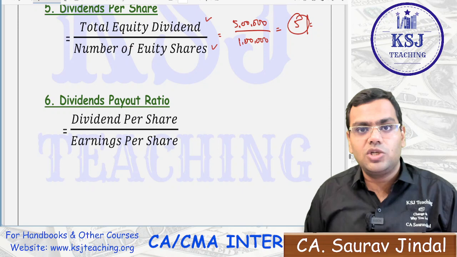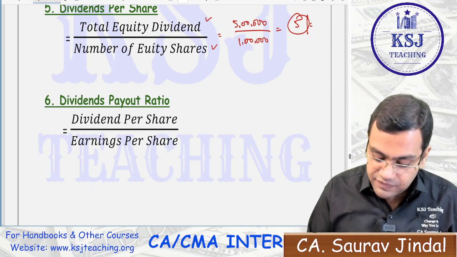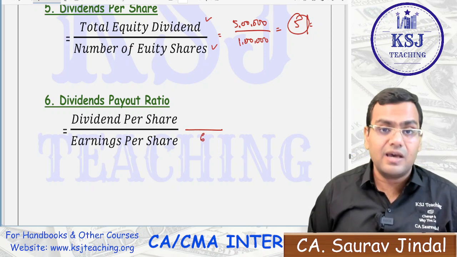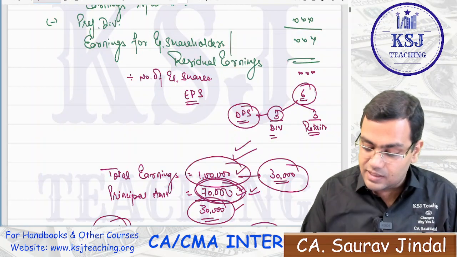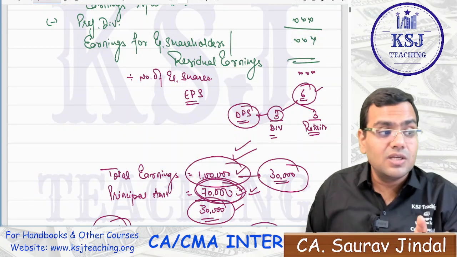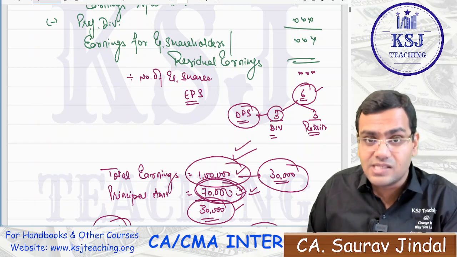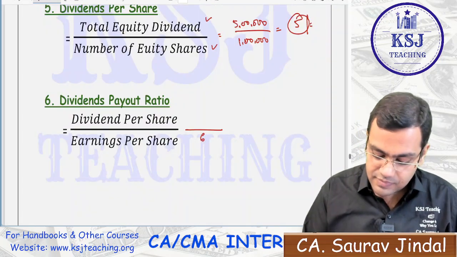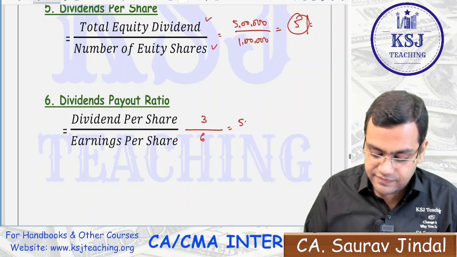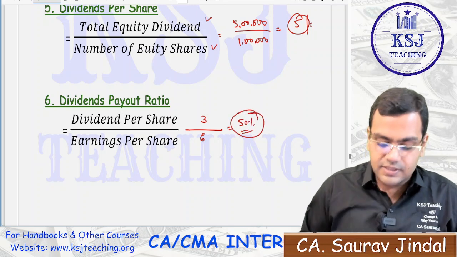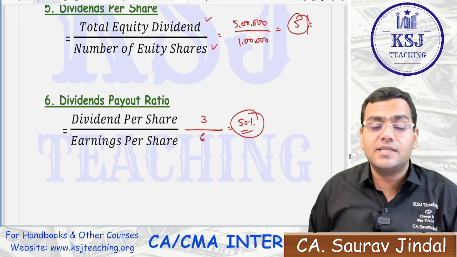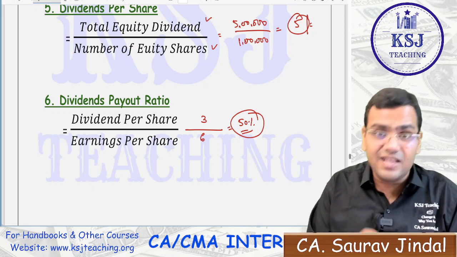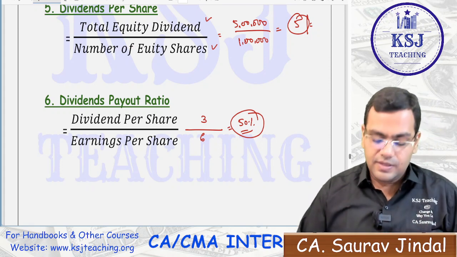Dividend payout ratio means out of the earnings per share. Here in this example I have taken the earnings per share as 6. How much are you distributing as dividend? That is 3. That is 50%, sir. This is what is known as the dividend payout ratio. It tells us how much of the earnings you are going to pay as dividend.